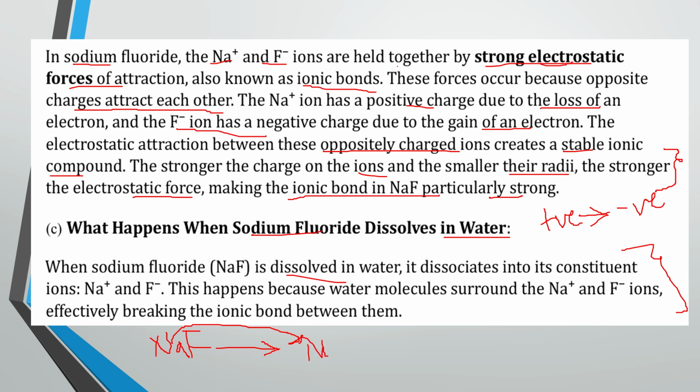So you're going to have the sodium ion together with the fluoride ion. So these ones are going to be coming from sodium fluoride. So we're going to say that it dissociates into its constituent ions, which are the sodium ion together with the fluoride ion. This is going to happen because the water molecules surrounding the sodium ions and the fluoride ions effectively break down the ionic bond between them.